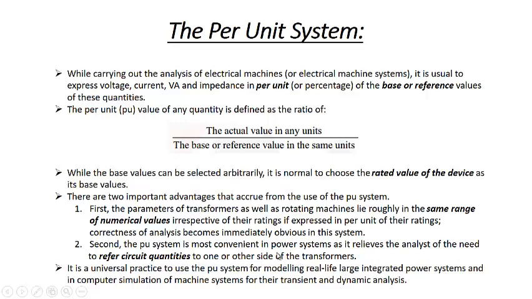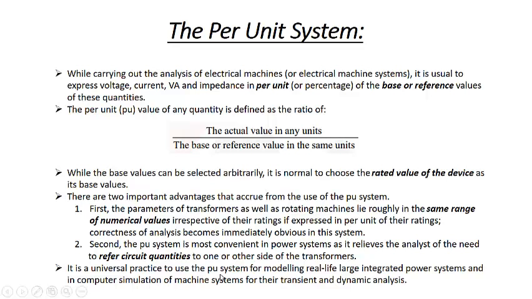So while dealing with the transformer, you will see that we try to refer it towards the primary side or the secondary side. But when we use the per unit system, the referring goes away. We don't need to refer the transformer to primary or secondary, because whether we refer it to primary or secondary, the value of the impedances of the transformer will remain the same. That is the beauty of this per unit system.